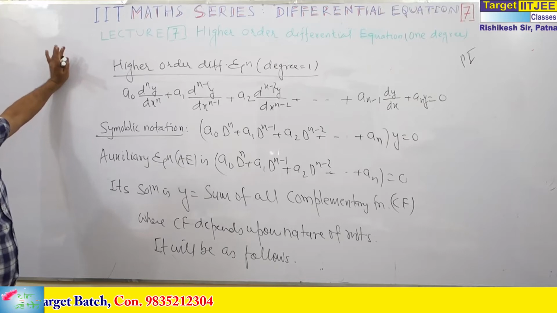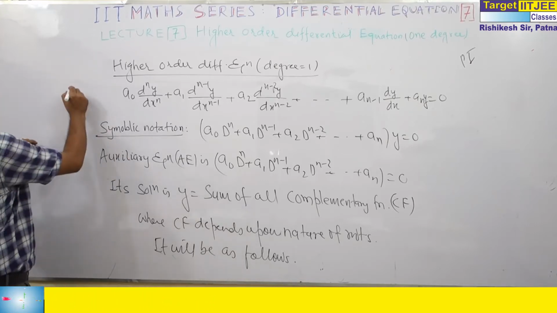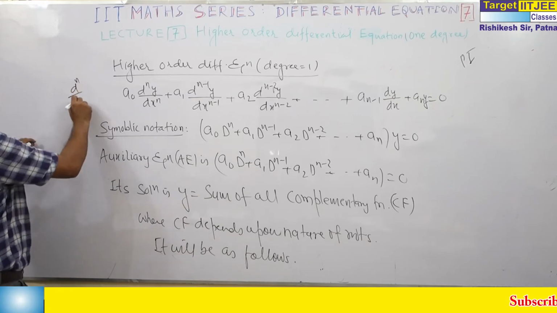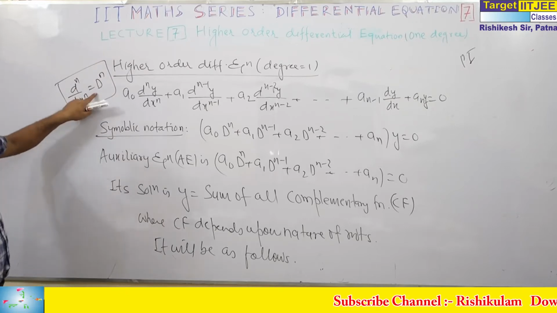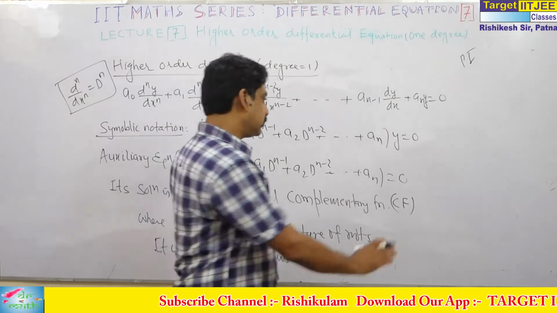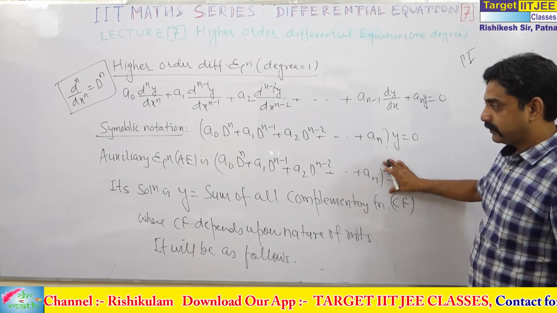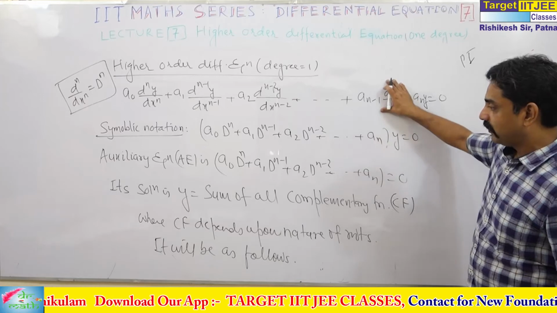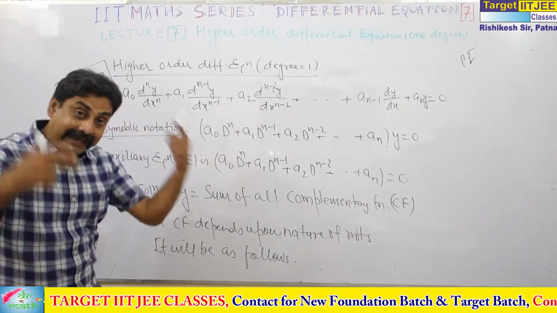So this is a higher order differential equation. Actually, we write d^n by dx^n as D^n. This is symbolic notation. Remove this y, and this is the auxiliary equation. And what is the solution of this differential equation? Its solution is again the same thing.